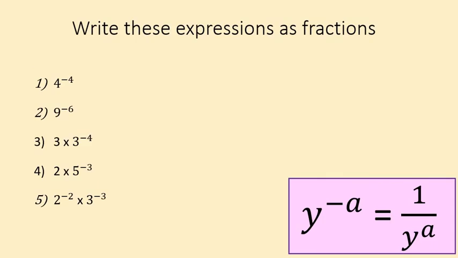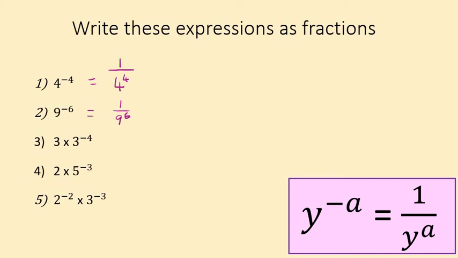If we use this rule, the first one, 4 to the minus 4, that's going to be 1 over 4 to the 4. The next one, 9 to the minus 6. Well, the base is 9, so it's going to be 1 over 9. And then the power, we've got minus 6 here, so that's going to become a 6. 1 over 9 to the 6.